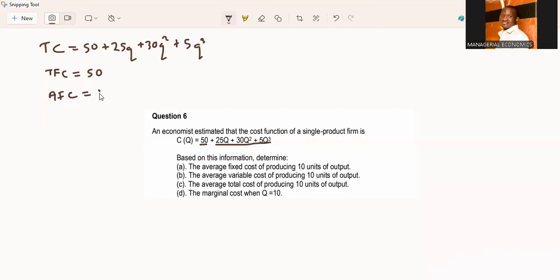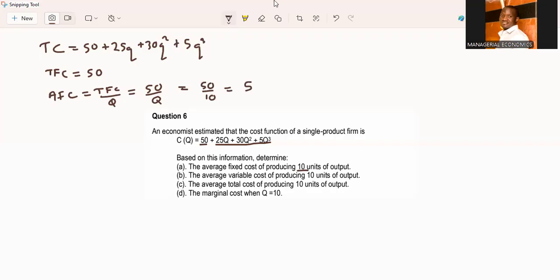Is total fixed cost over quantity, right? Anything over quantity becomes what? Average. So our total fixed cost is what? 50 over quantity, which is Q. So we can't simplify further here. But we've been told, what is our quantity? 10 units. So we divide 50 by our quantity, which is 10 units. So what becomes our average fixed cost at 10 units? Will be 5.